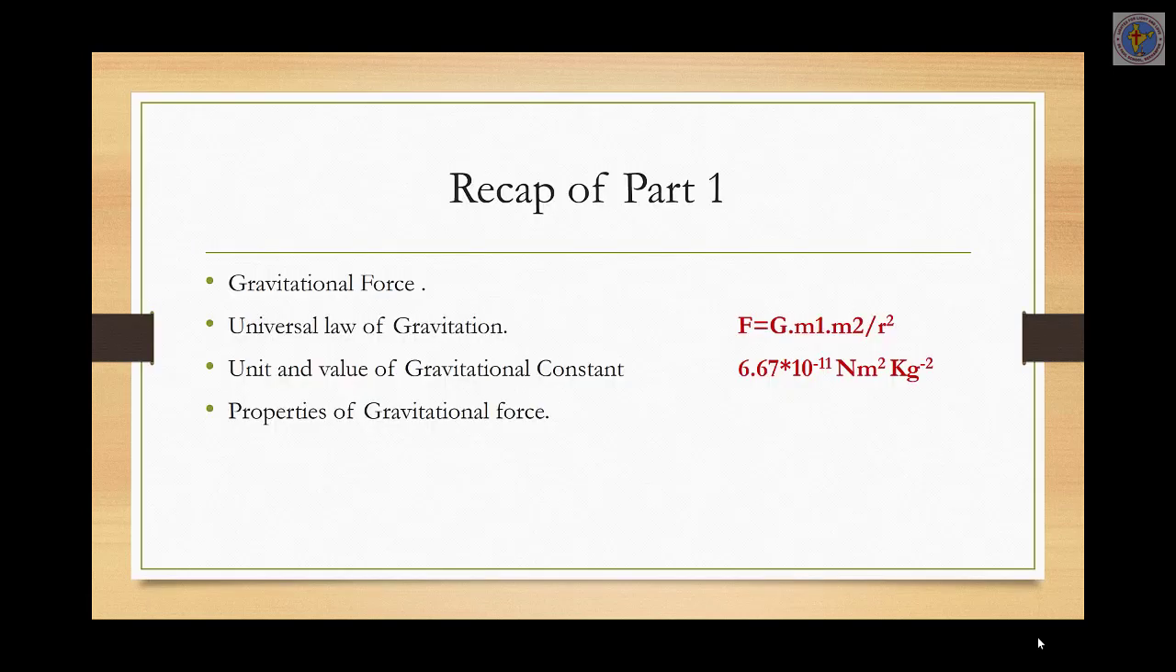In the previous video, we had discussed gravitational force, the universal law of gravitation, and the unit and value of the gravitational constant capital G, that is, the unit is Newton meter square per kg square and the value of capital G is 6.67 into 10 to the power minus 11. We also discussed the properties of gravitational force.